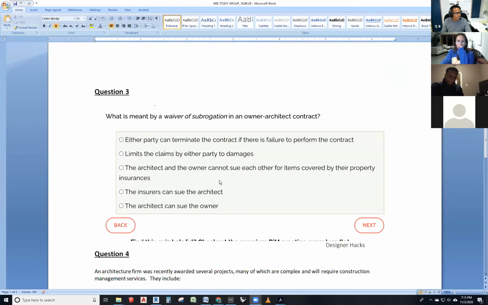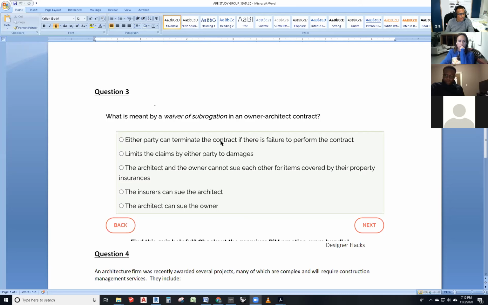So what is meant by a waiver of subrogation in an owner architect contract? I tried to explain this with you guys during the A201 and B101 when that topic came up. Actually, let me go through the question and then we can answer. What is meant by waiver of subrogation? I'm just going to go through it.